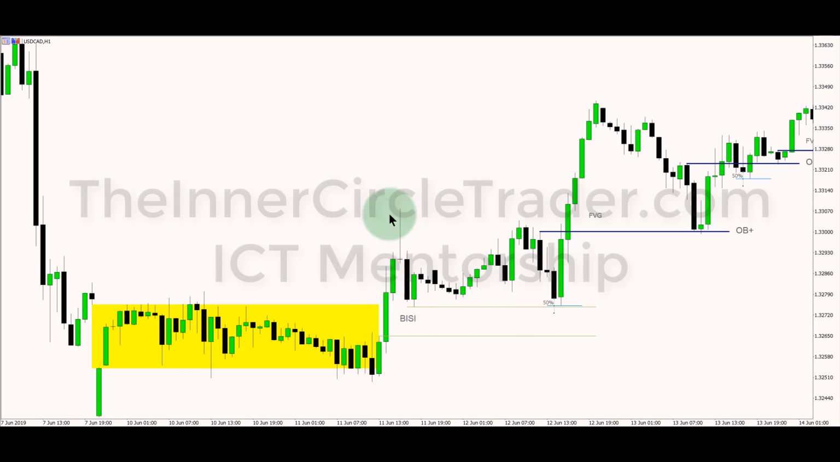Price creates a run, leaves an imbalance. So this is a BISI, buy side imbalance, sell side inefficiency. It's defined here. Now, at this point, when this candle closed and it was trading here, this was a fair value gap. But because we went down into the fair value gap here, now this becomes a buy side imbalance, sell side inefficiency. That is the distinguishing factor between a BISI and a fair value gap. So that way you understand what that is. And the reverse is said for SIBI and fair value gaps when it's a bearish inefficiency.